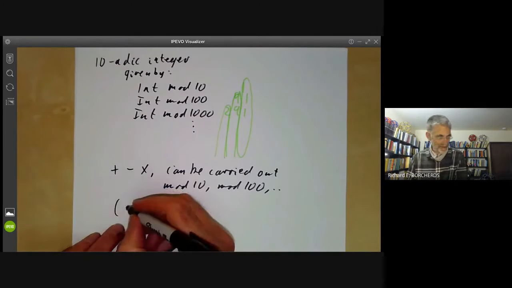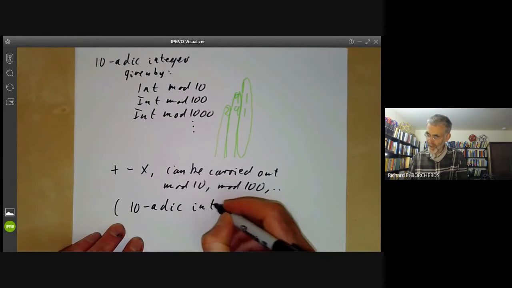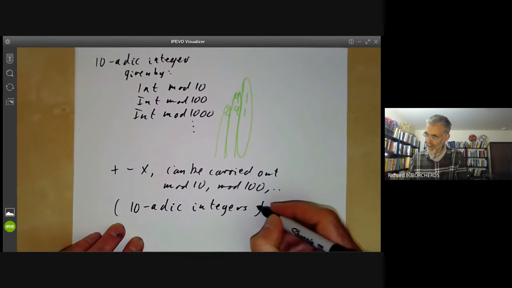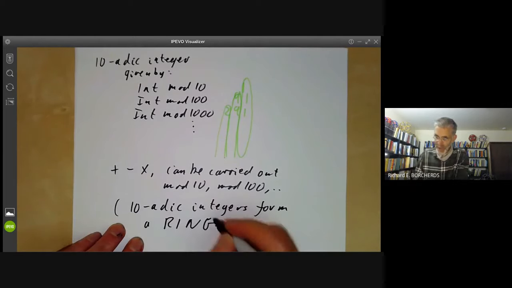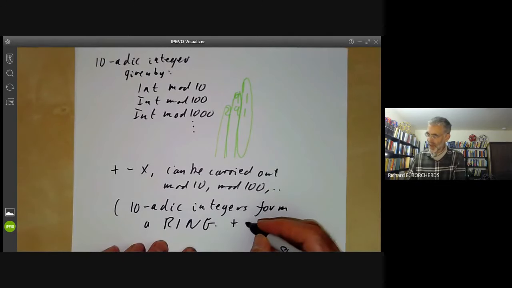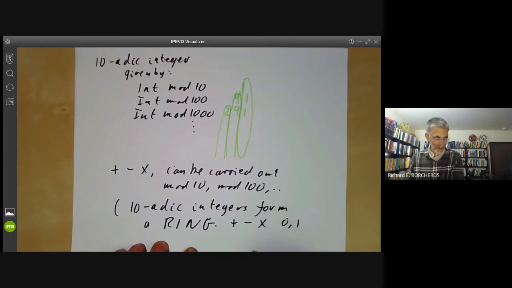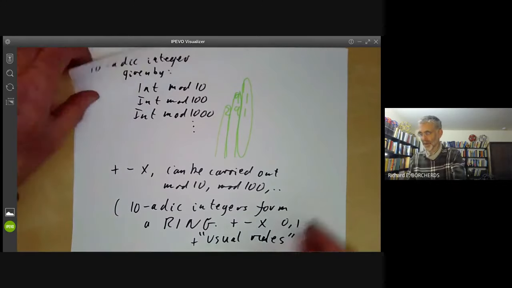What we say is the 10-adic numbers, 10-adic integers, form a ring. So a ring is just a mathematical term for something that has addition and subtraction and multiplication. I guess it also has 0 and 1, and obeys the usual rules. Where I'm being a little bit vague about what the usual rules are, because I'm feeling too lazy to write them out.